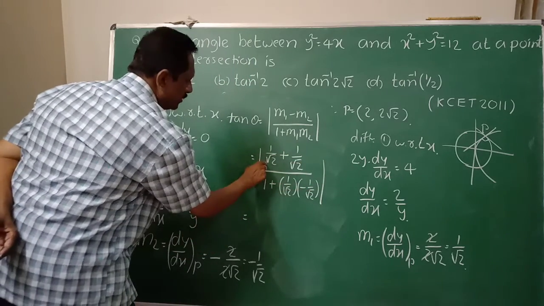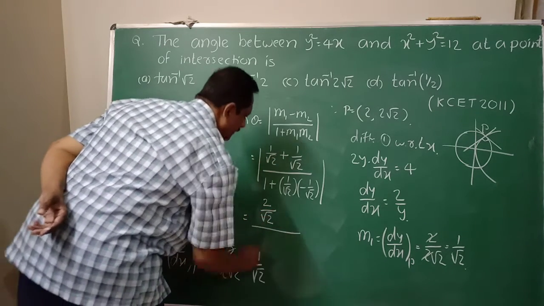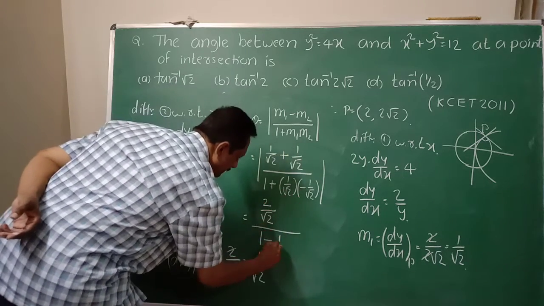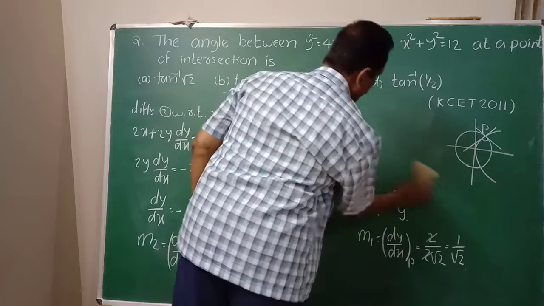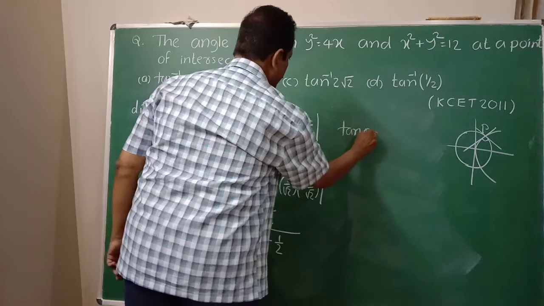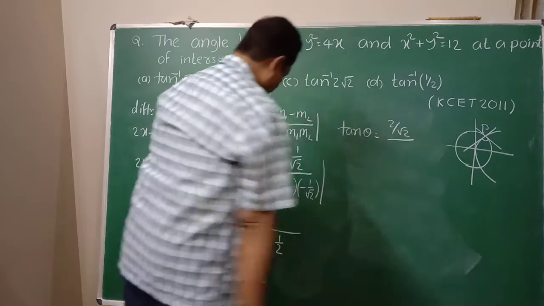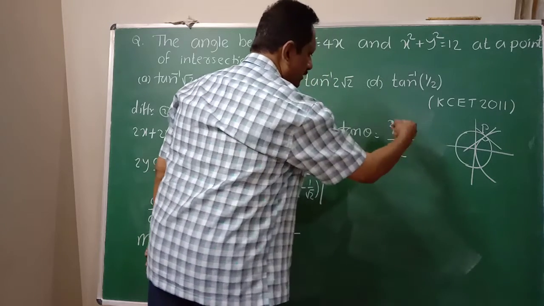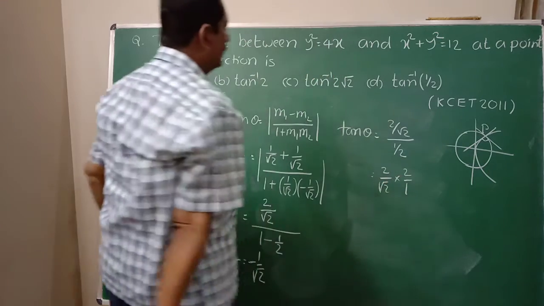Therefore this is equal to 1 by root 2 plus 1 upon root 2, which is 2 divided by root 2, divided by 1 plus into minus becomes a minus, 1 by root 2 into 1 by root 2 is 1 divided by 2. So tan of theta is equal to 2 by root 2, and in the denominator the LCM is 2: 2 ones are 2, 2 minus 1 becomes 1. So it is 1 by 2. Take this to the numerator, so 2 divided by root 2 into 2 divided by 1.